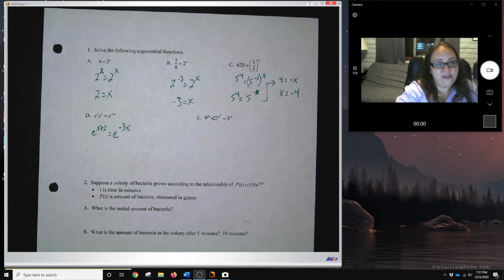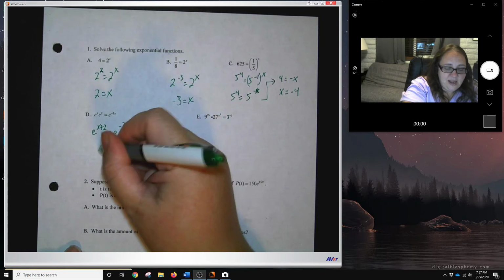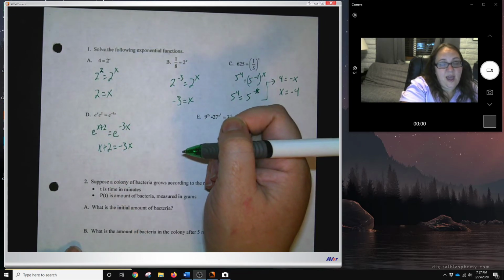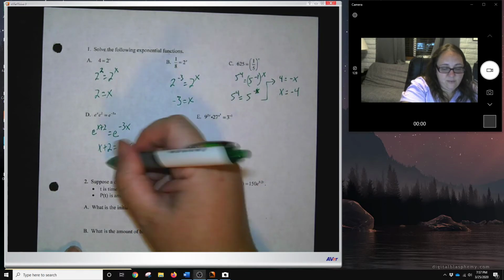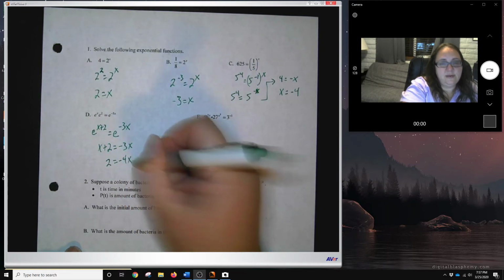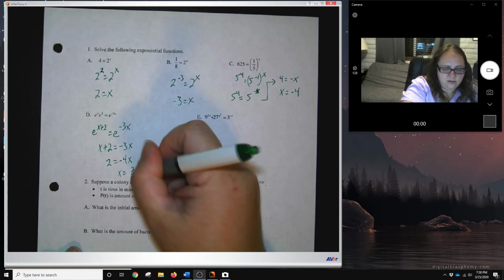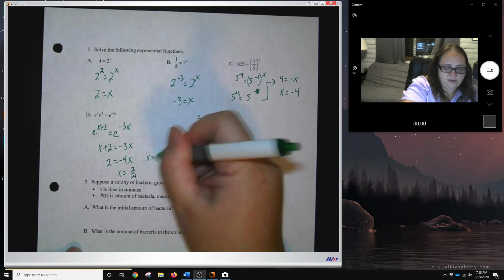And now that the bases are the same, and now that I only have one e on each side, I can get rid of it and just say x plus 2 equals negative 3x, and then subtract this x from both sides, and divide both sides by negative 4, and then reduce.